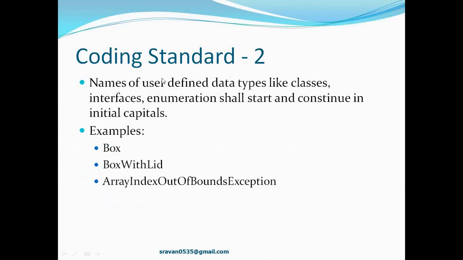The second coding standard: user-defined data types like classes, interfaces and enumerations shall start and continue with initial capitals. For example, BoxWithLid, ArrayIndexOutOfBoundException. These are all classes. If it is a class, the name starts with a capital, and if there is more than one token, the second word also starts with a capital, like that. So guys, am I clear?